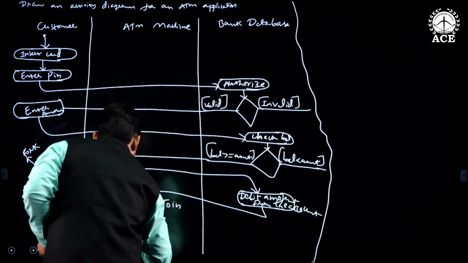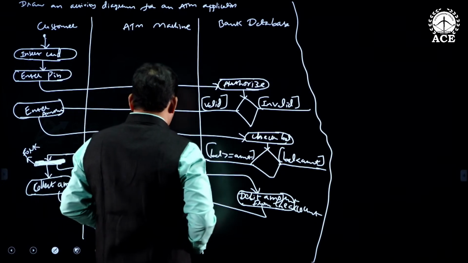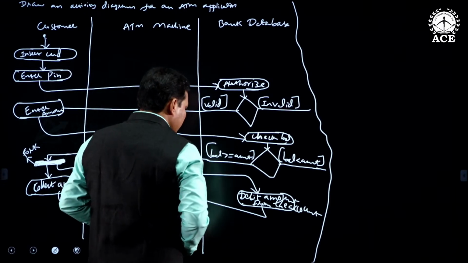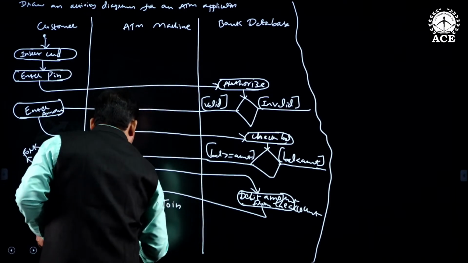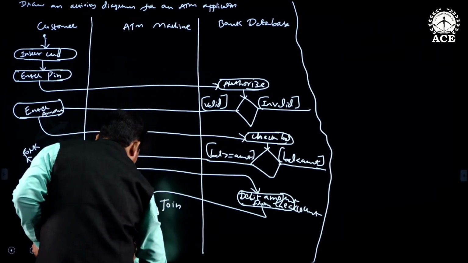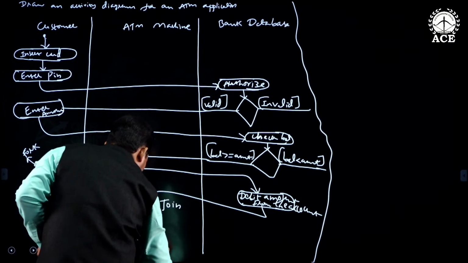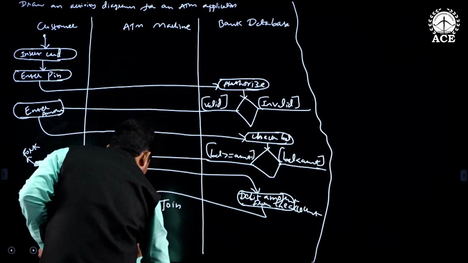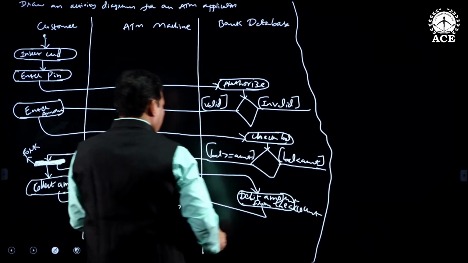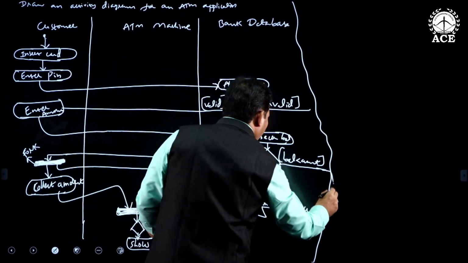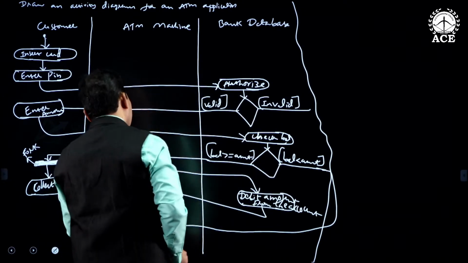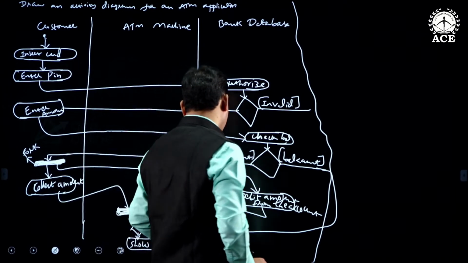Now observe here. One is collect amount, and the other is debit amount from the account. Then show balance. If the balance is less than the amount, the balance will be shown, telling you that you have less amount in your account. That is show balance.